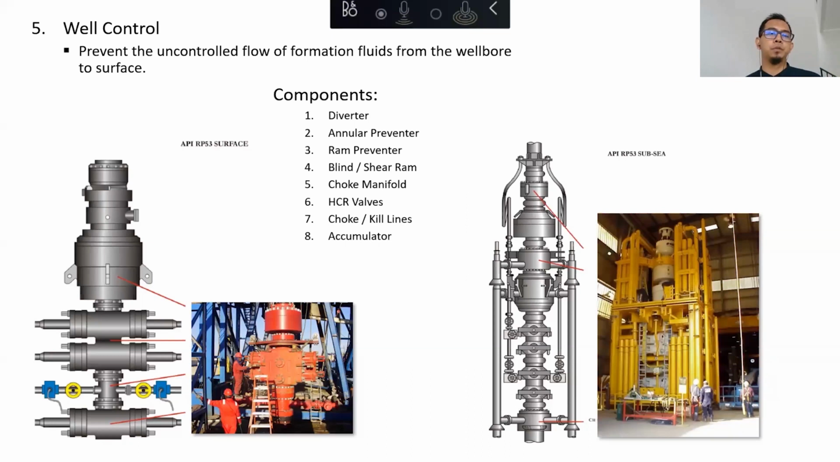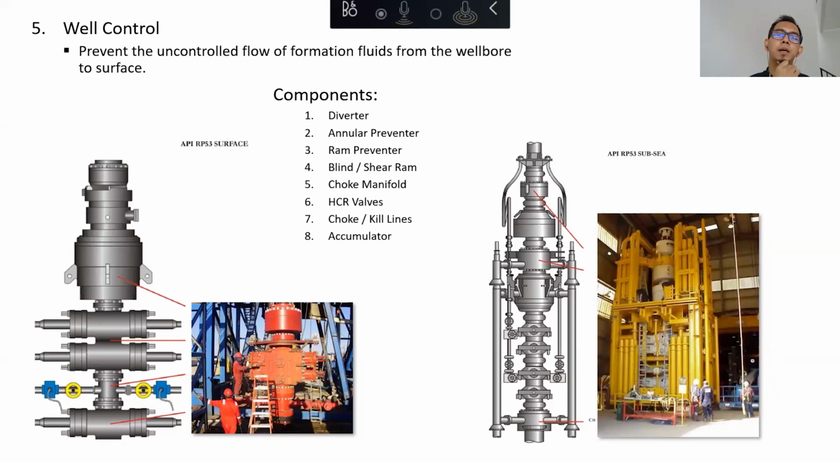And the second is the annular preventer. The annular preventer most of the time has a higher pressure rating, sometimes 2000 psi, sometimes 5000 psi. Most of the time it's 5000 psi. And most of the time it's 2000 psi, sorry. The ram preventer is a pipe ram, also commonly known as a pipe ram. It has a lot of variations, but a little bit different from the annular and pipe ram.